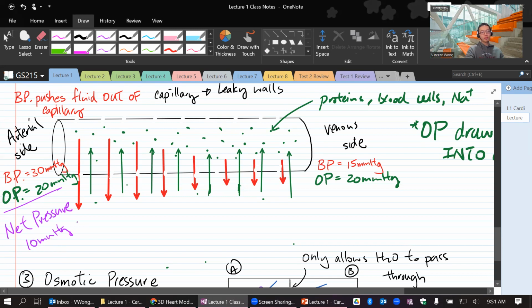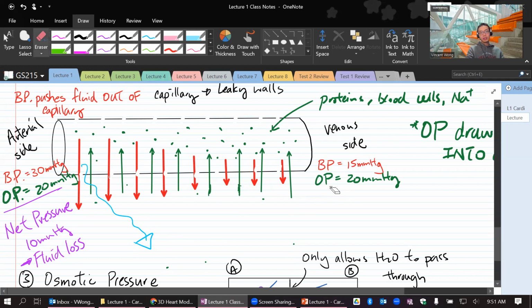Again, just think about it to yourself. Is the net pressure going to be ending up pushing things out or bringing things in? Well, the red arrow is longer, right? So 10 mmHg pushing things out. So on the arterial side, you would have fluid loss. Okay, so you will have fluid coming out into the tissue.